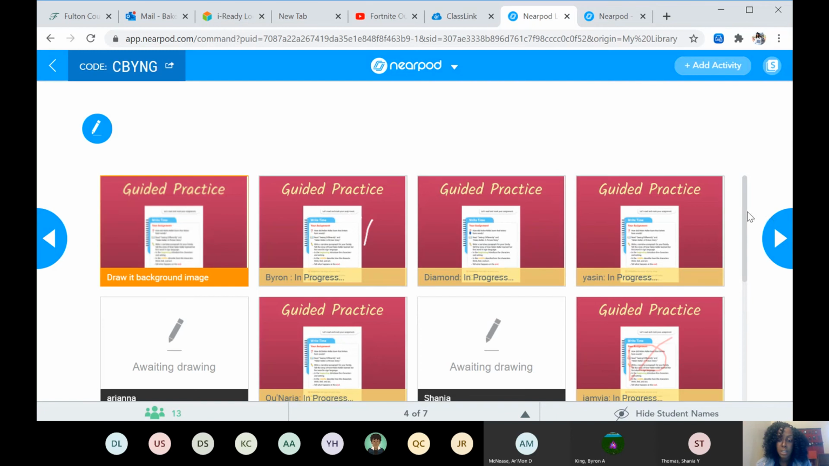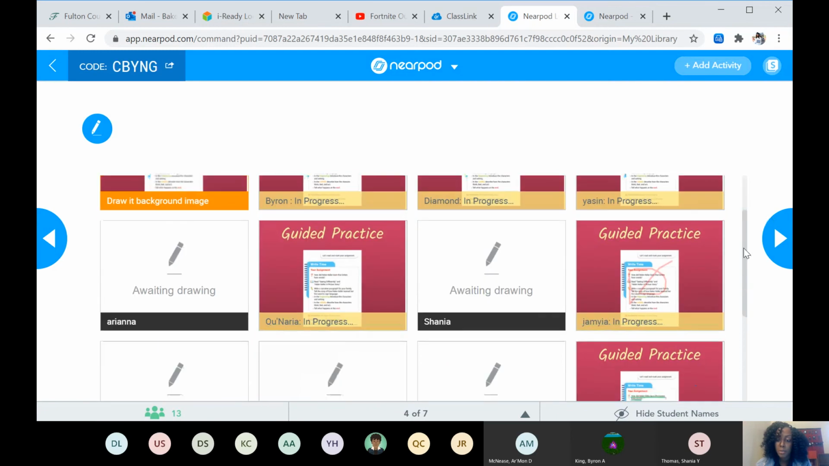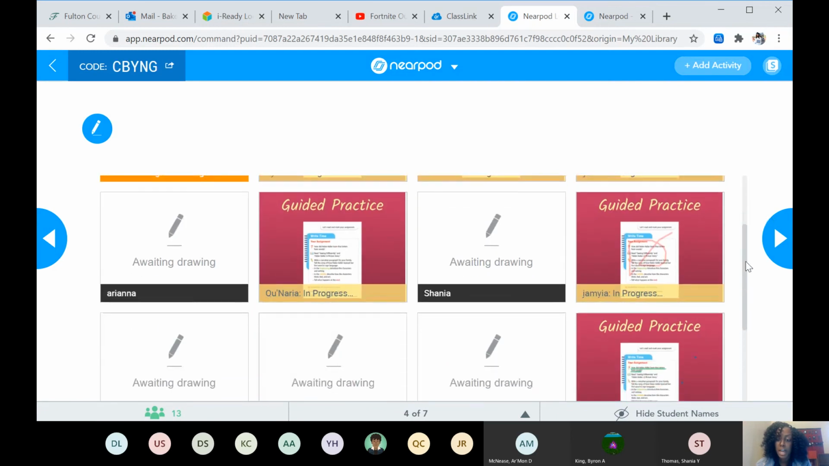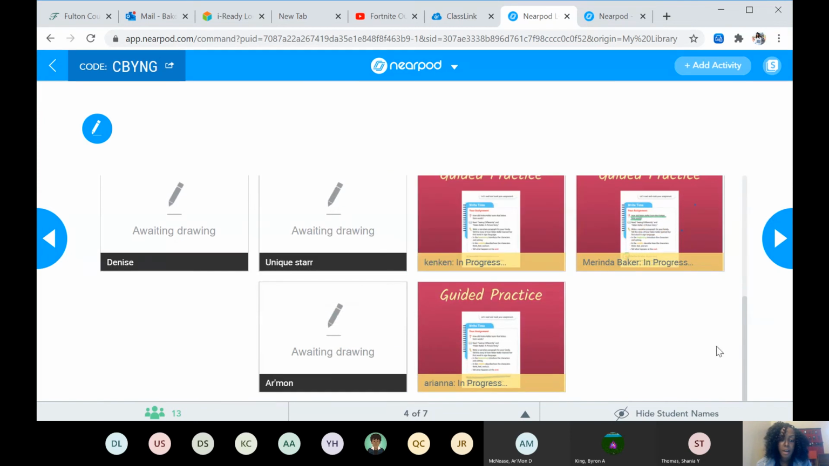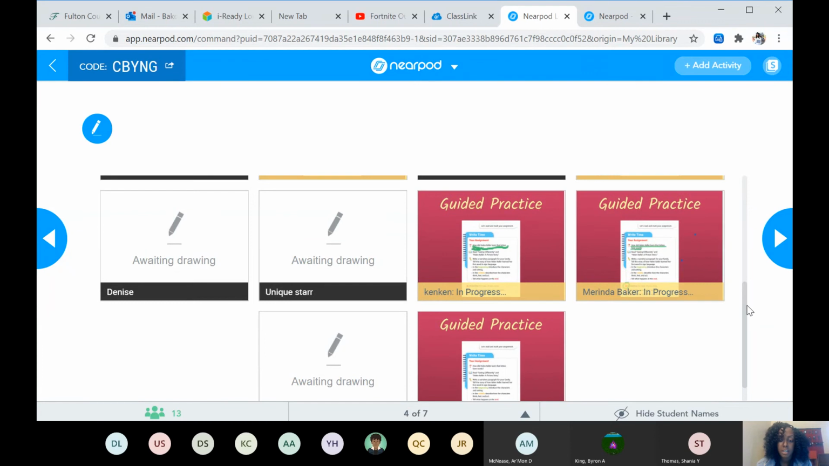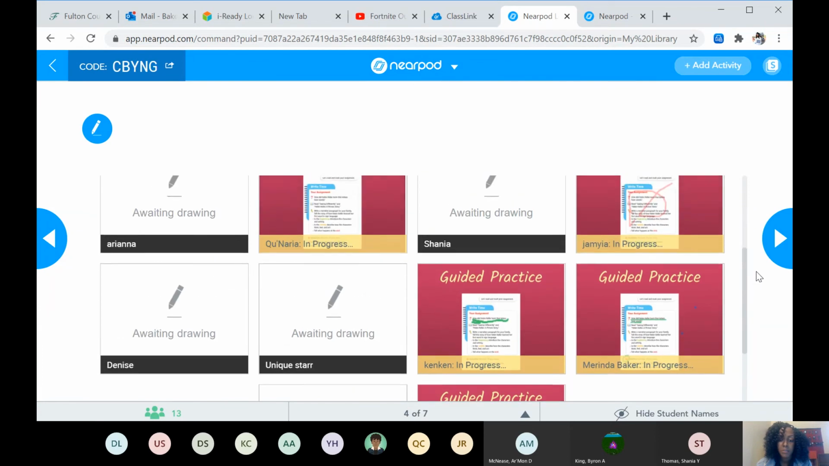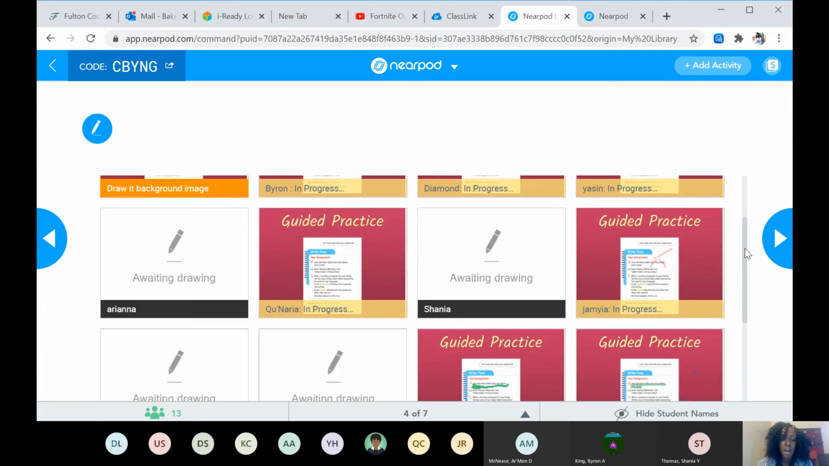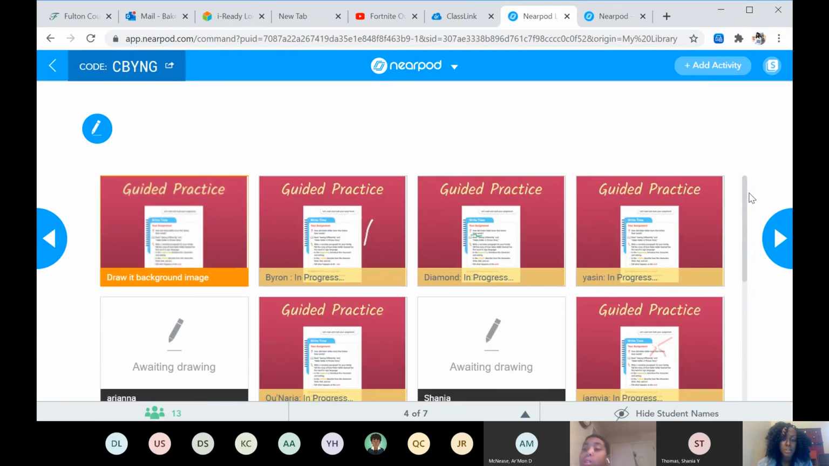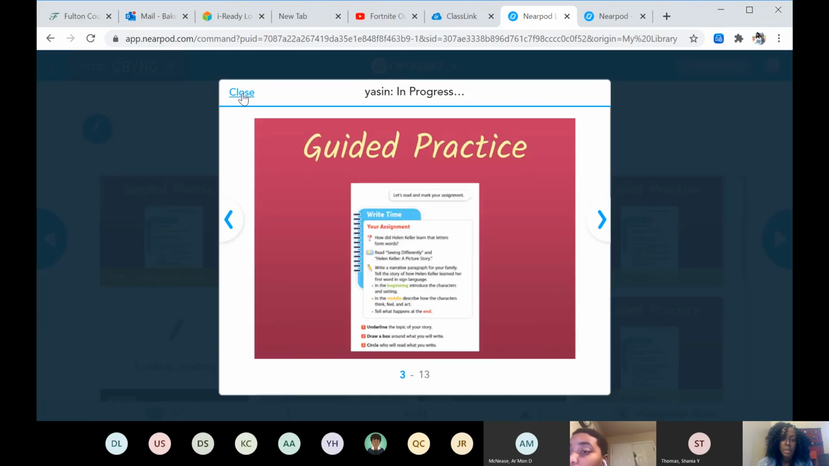Thank you to those that I see who are doing what they're supposed to be doing. Jemiah, just underline, not scribble all over the page. Armand, I see that you tried to get in, but then it's back. Thank you, Kenneth. You might want to make it a little thinner. Unique, Denise, Shania, Ariana, I don't see you guys drawing. Make sure you underline.